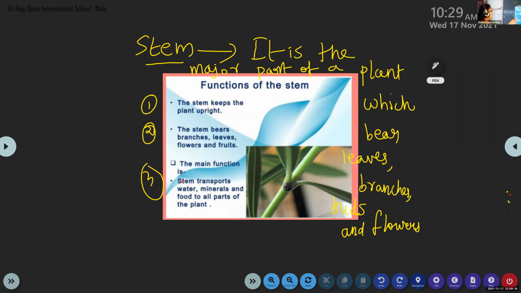Stem bears branches, leaves, flowers, which we have already written. Fruits also we have. Thorns also. Main function, photosynthesis, we already learned. Carries the water by the root and stem. So the stem transports water, minerals and food to all parts of the plant from the root. So the root will reach to the stem, then the stem will carry. So that is the functions of the stem.